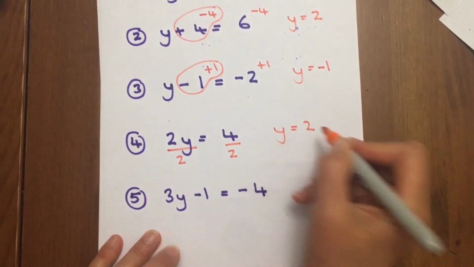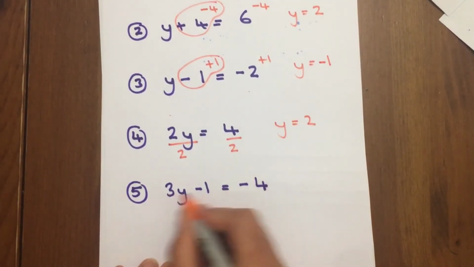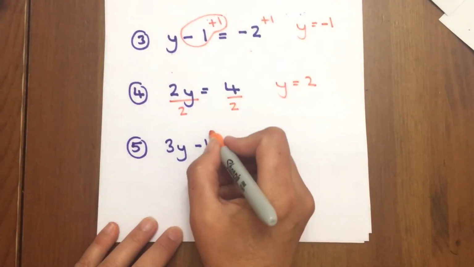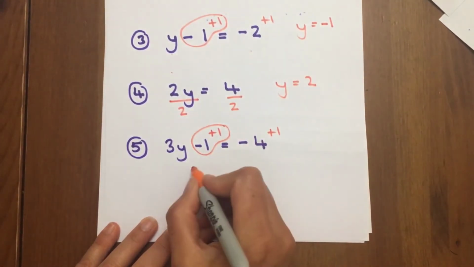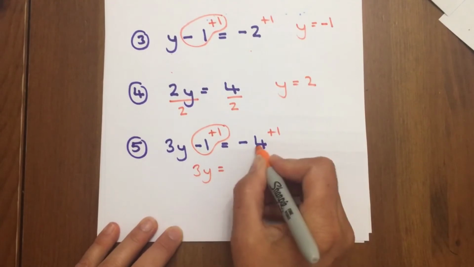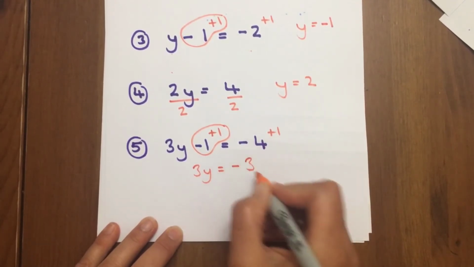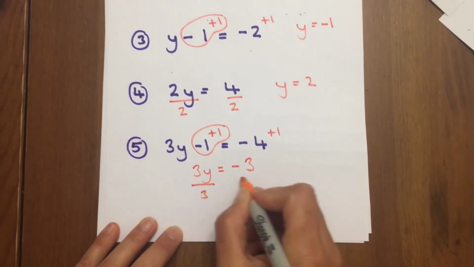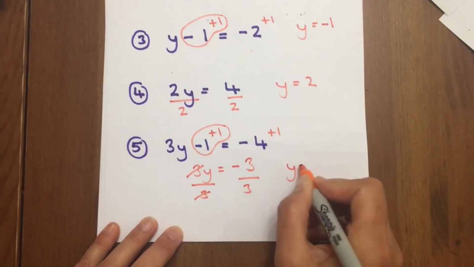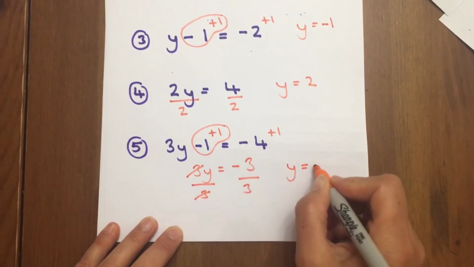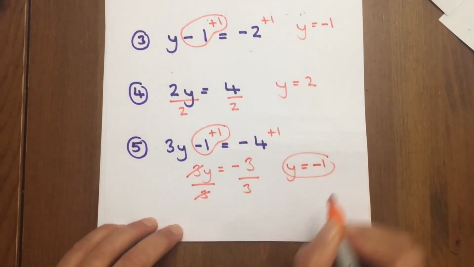Y equals 2. Okay, this is a harder one. First of all, add 1 to both sides. That will cancel. -4 add 1 is -3. Now divide both sides by 3. They will cancel. So y is -3 divided by 3 is -1.